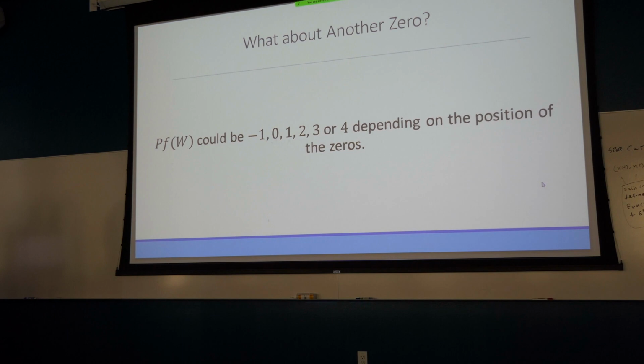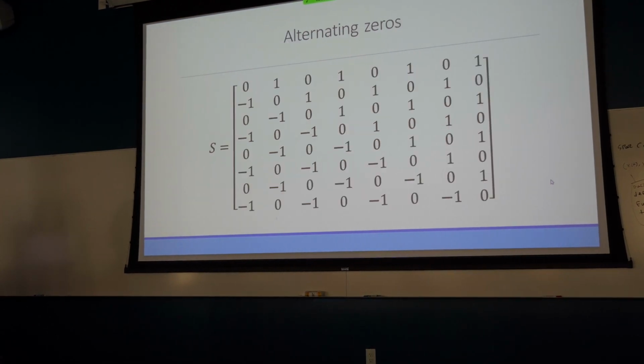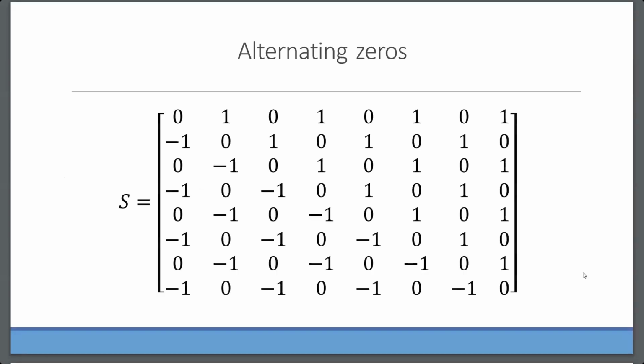So we're going to be strategic about where we place our zeros. We're going to alternate them. So let's say we call this a checkerboard matrix. The main diagonal is all zeros, the super diagonal is all ones, the next super diagonal is all zeros, the next super diagonal is all ones. So it alternates between ones and zeros. Skew-symmetric, so down here we have negative ones instead. What is the Pfaffian of this matrix?